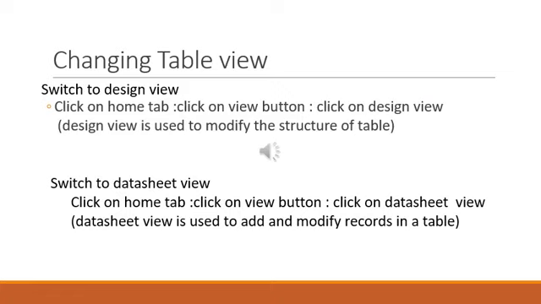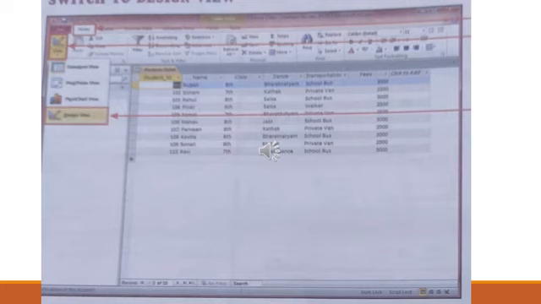There are two views, one is design view and the other is datasheet view. Design view is used for basically changing the structure, and datasheet view is for adding the records. You can change from design to datasheet and from datasheet to design. The procedure is shown on the next screen. On the home tab, click the view icon, and from the view icon select design view if you want to go to the design view, and select datasheet if you want to go from design view to datasheet.